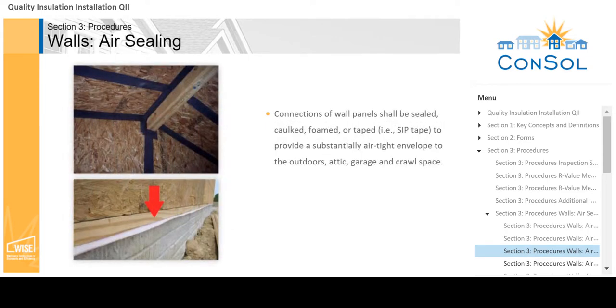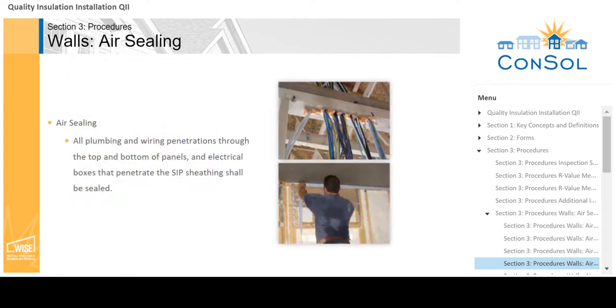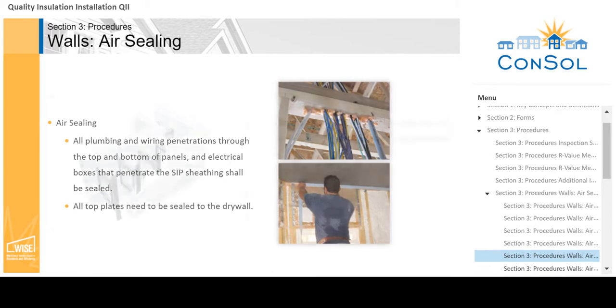Connections of wall panels shall be sealed, caulked, foamed, or taped to provide a substantially airtight envelope to the outdoors, attic, garage, and crawl space. Bottom connections of wall panels shall be sealed to the ground subfloor or slab and above ground subfloor. All plumbing and wiring penetrations through the top and bottom of panels and electrical boxes that penetrate the SIP sheathing shall be sealed. All top plates need to be sealed to the drywall.